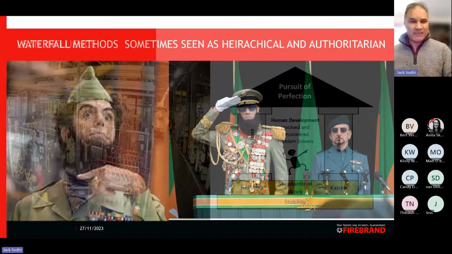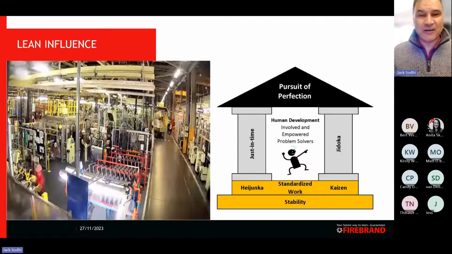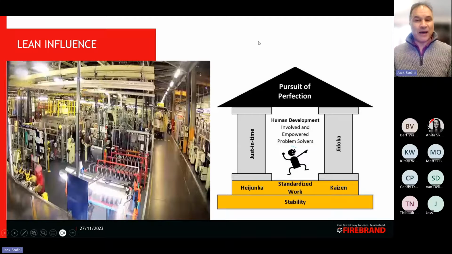Until Toyota came into the equation, where they brought in what's called lean, and the lean influence or lean thinking. They said, well, we want to empower the people. So this little video demonstrates that empowerment.